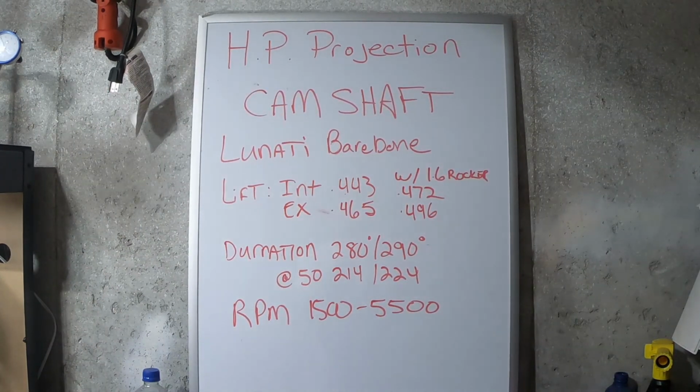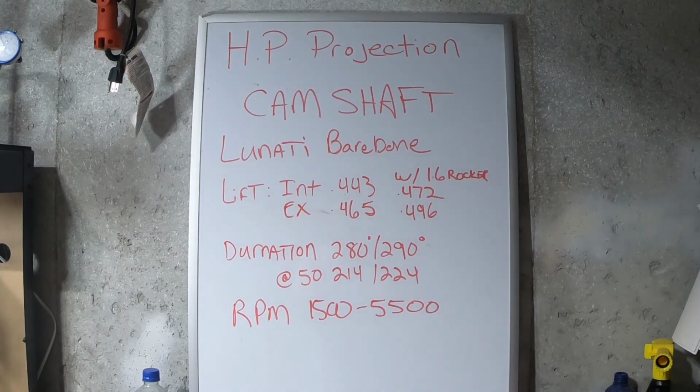Camshafts. So probably the second most important part of the horsepower equation is the camshaft, because it's telling the head when to open, when to close, and how much to open and how much to close. So camshaft, I'm still going around and around on which one to select, but keeping in mind this is somewhat budget conscious, I found the Lunati Barebone cam that has a good profile on it.